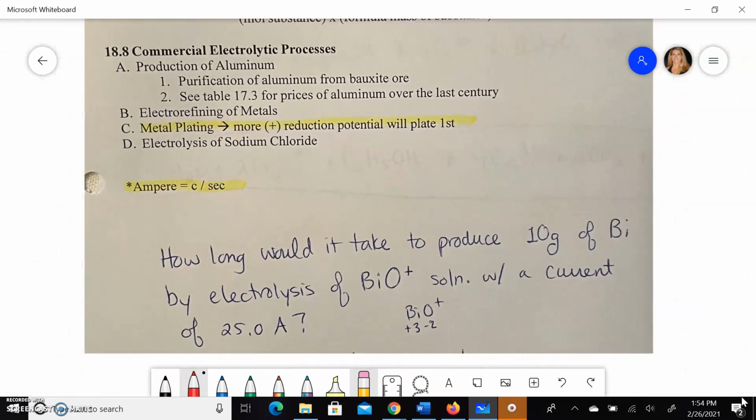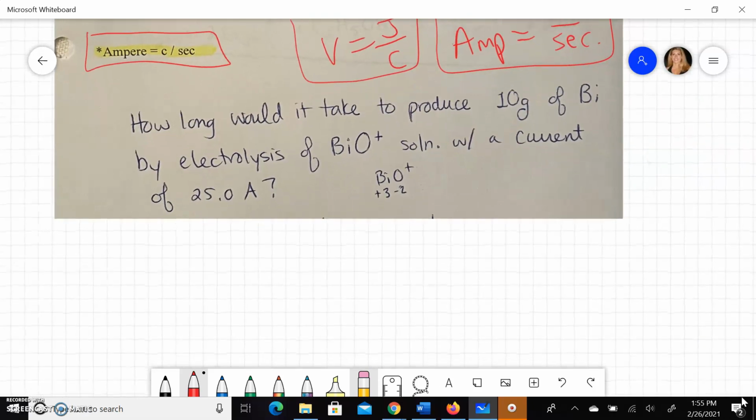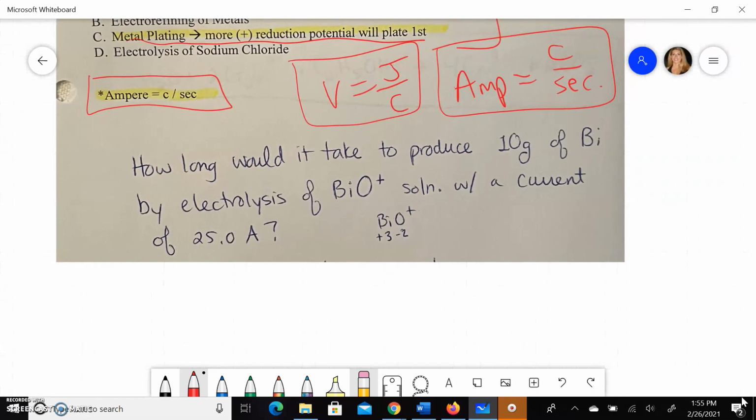Before I do this, these are just some real-world applications of this. Notice again here, the more positive reduction will plate first, and this right here is going to help you a lot. We already talked about a volt being a joule per coulomb, and you can also remember that an amp, or an ampere, is equal to a coulomb per second. Those two conversions are going to help you so much in these problems that I'm getting ready to show you. They're basically just really big, long fences. So you just have to keep working on those units until you get the units to be what you want it to be.